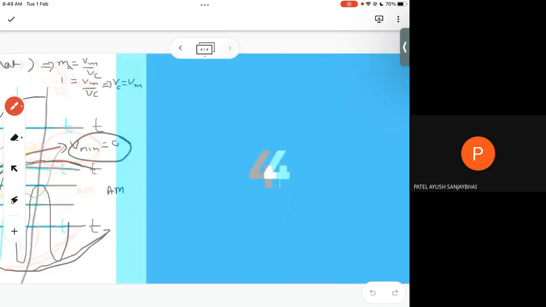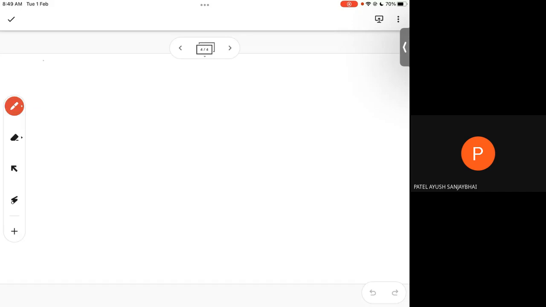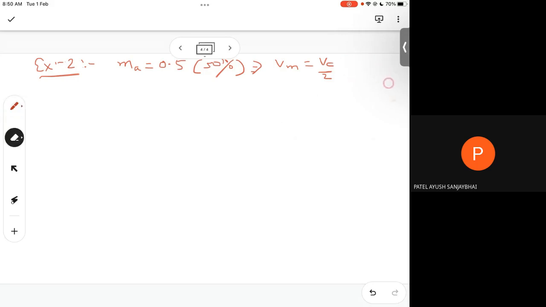Now let's take another example. Let me reduce the modulation index by 50%. Let's say my modulation index is 0.5, that is 50%. What will happen here? So in this case, it means your Vm is equal to Vc by 2, since Ma is equal to half, which anyway I've written here. So basically, your Vm is Vc by 2.